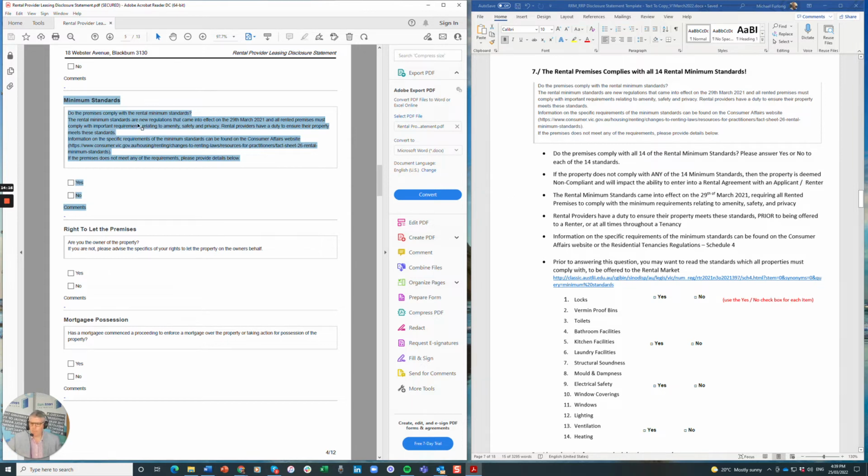Okay, so rental premises complies with all 14 rental minimum standards. At the moment, do the premises comply with the rental minimum standards? People are just ticking yes and then moving on. That's it. So then what I've done is, if the property doesn't comply with the 14 standards, it's deemed to be non-compliant and will impact the ability to enter into a rental agreement with the renter, applicant or renter. Rental minimum standards came into effect 29 March.